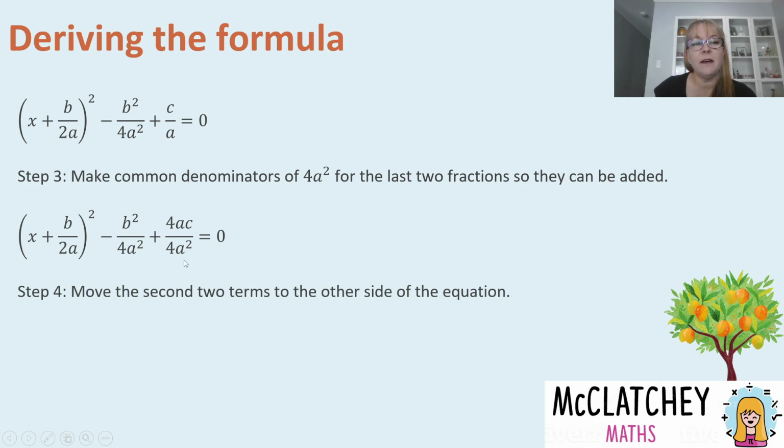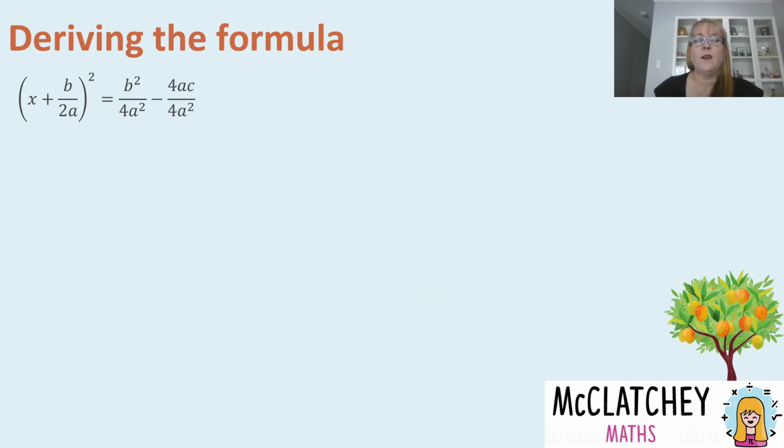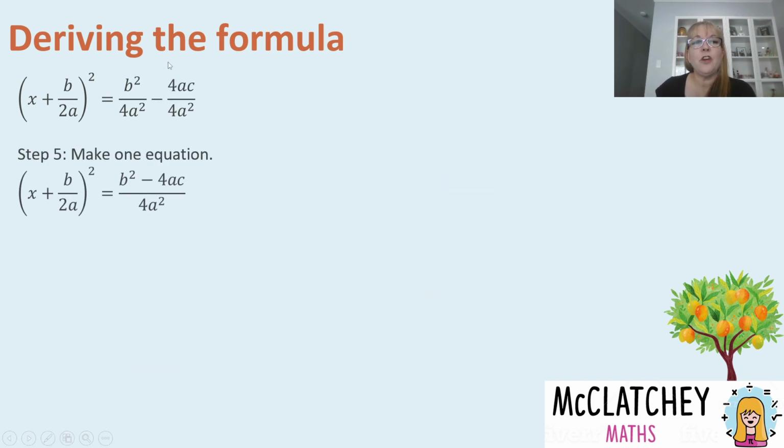Okay, now for step 4, I'm going to move these two terms here that now have that common denominator to the other side of the equation. So I'm going to add this to both sides, so I'll get positive b squared over 4a squared. And if I subtract that from both sides, I get minus 4ac over 4a squared. My next step is to turn this right-hand side into one fraction with the same denominator: b squared take away 4ac, all over 4a squared.